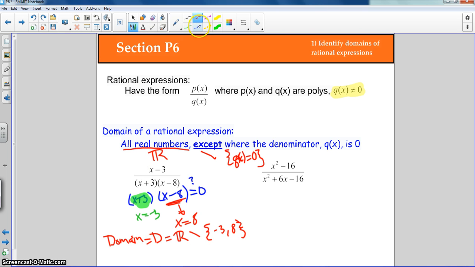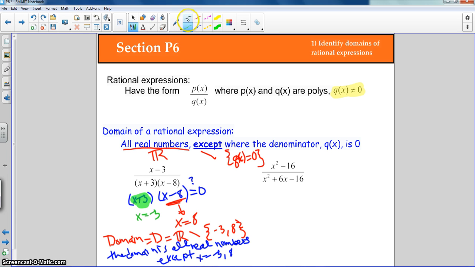Okay, so now again in words I'll write the domain is all real numbers except x is equal to minus 3 and 8. Okay, so that's the first example with domain.